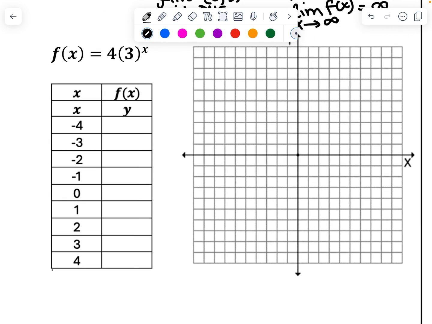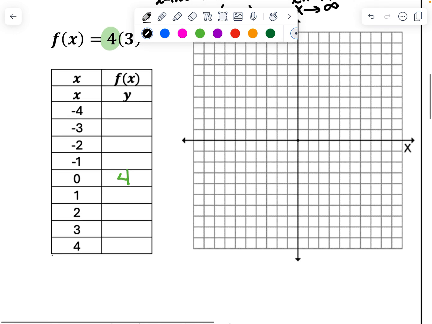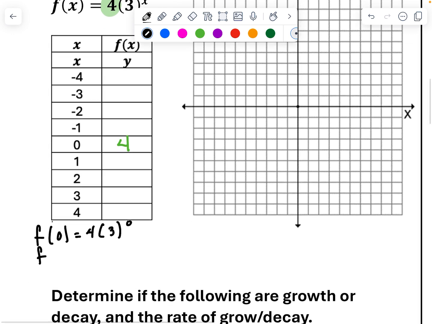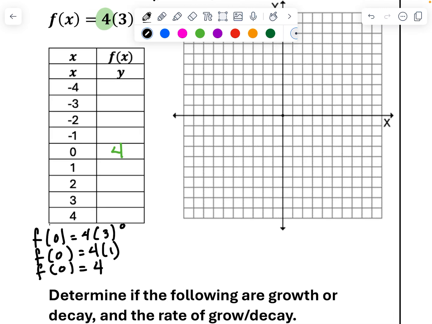All right, so let's try the next one. Since this number is 4, this number should be 4. But let's plug it in and make sure we are correct. So the function is f of 0 equals 4 times 3 to the 0 power. Using 0, 3 to the 0 power is the number 1, and 4 times the number 1 is the number 4. So winner, winner, chicken dinner, that is correct. That is what we expected.